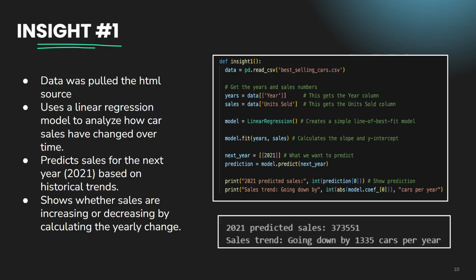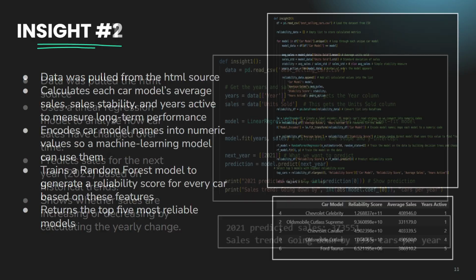So we have two variables, year and units sold. We use linear regression. We fit it into the model so the model can learn, calculates the slope and y-intercept, and that basically gives us the year that we want to predict.